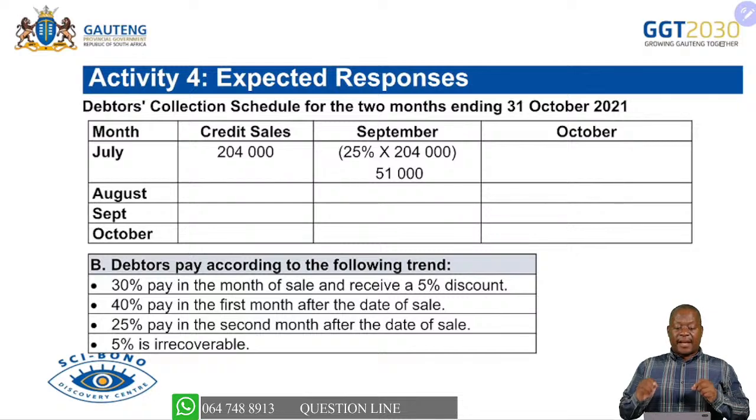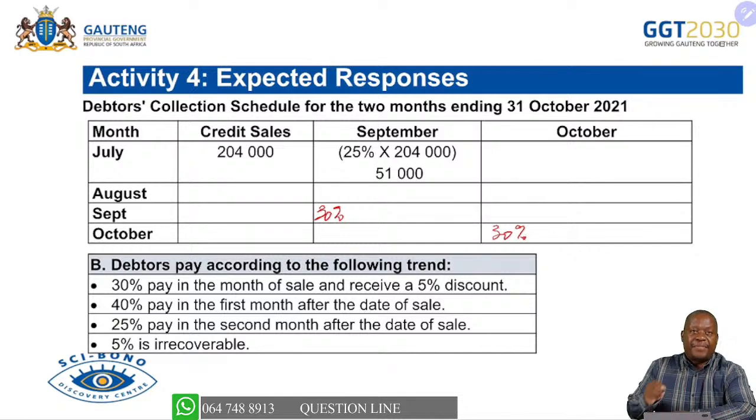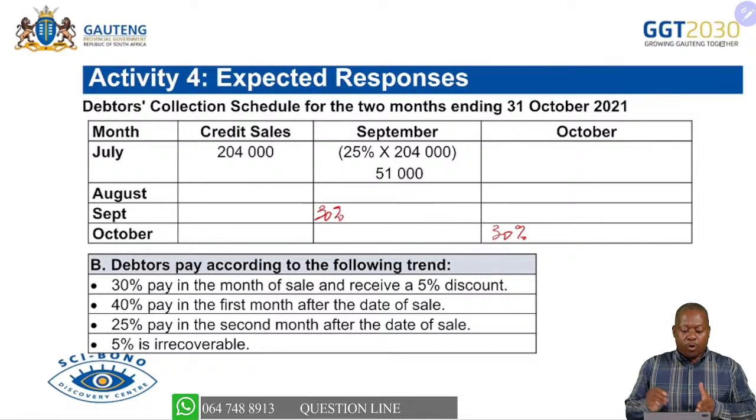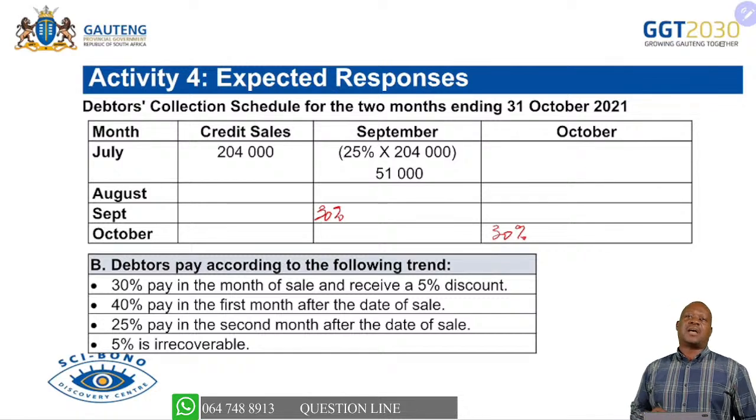30% in the month of sale to receive a 5% discount. So when I am here, I must know that when I am dealing with September, my 30% is here. When I am dealing with October, my 30% is here. 30% in the month of sale. Where September and September meet, that's the month of sale. Where October and October meet, that's the month of sale. In the month of sale. And remember, there is a discount of 5% there. Straightforward, right?